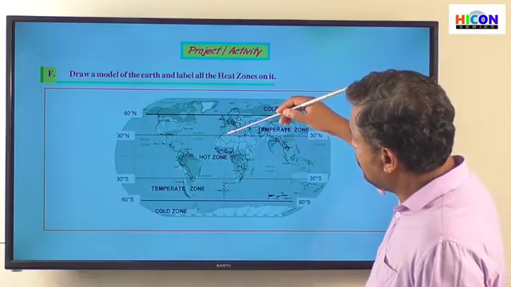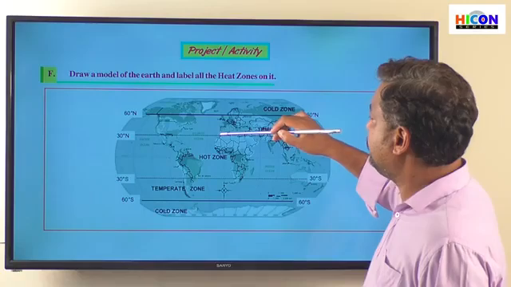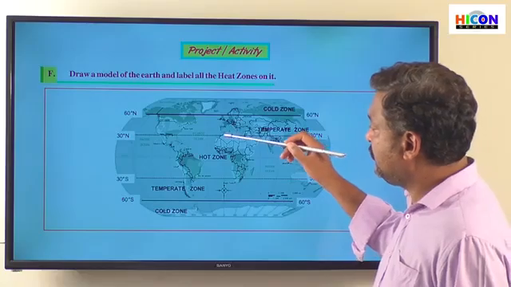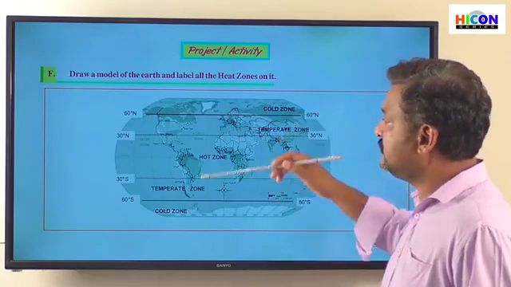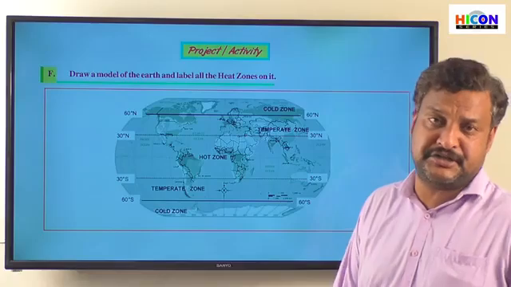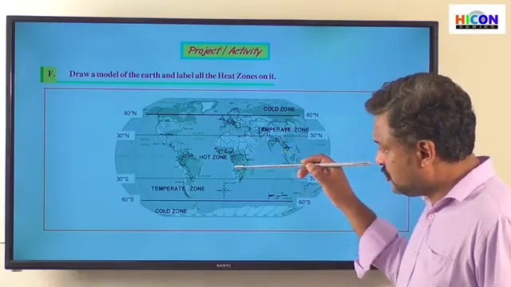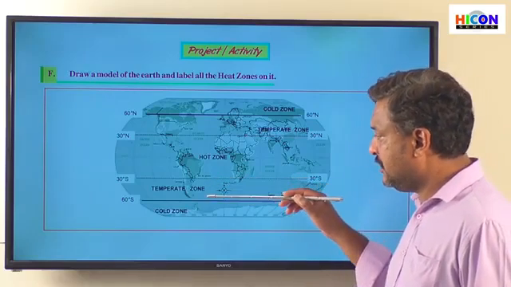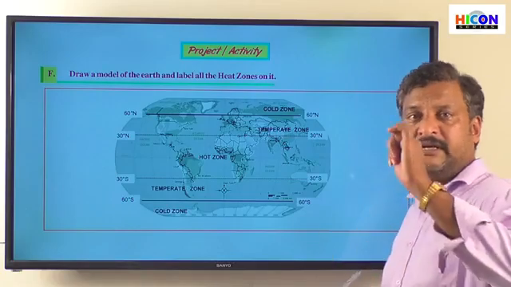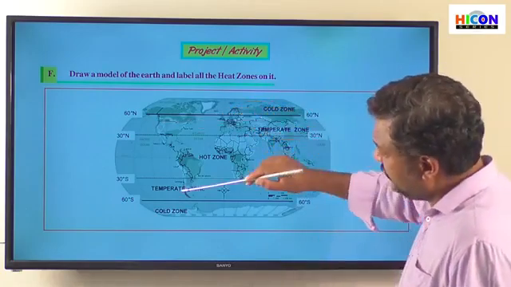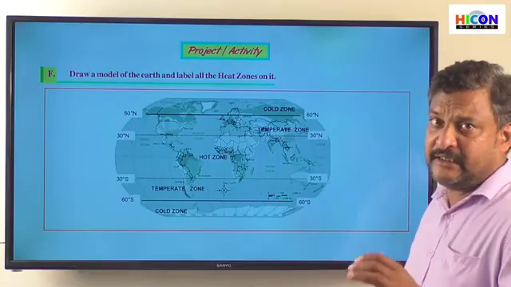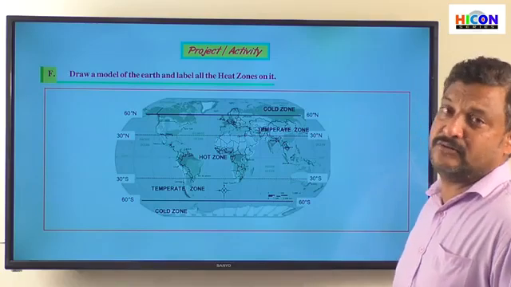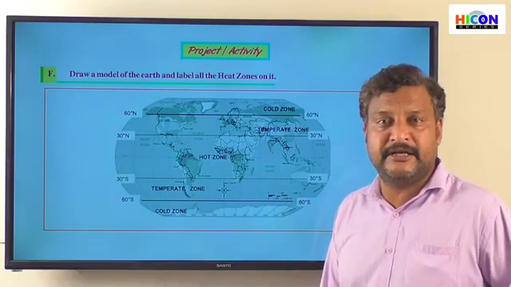Then from the Tropic of Cancer till the Arctic Circle in the north, we have a moderate climatic condition. The same here, Tropic of Capricorn to the Antarctic Circle, we have moderate climatic conditions. So this one and this one are areas of moderate climatic conditions, and we call it a temperate zone.